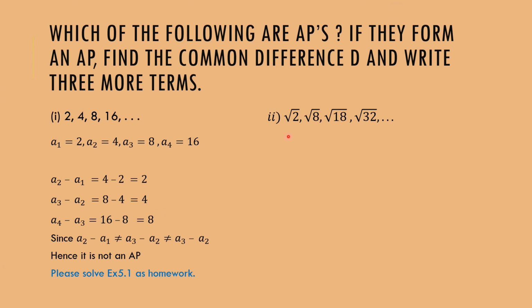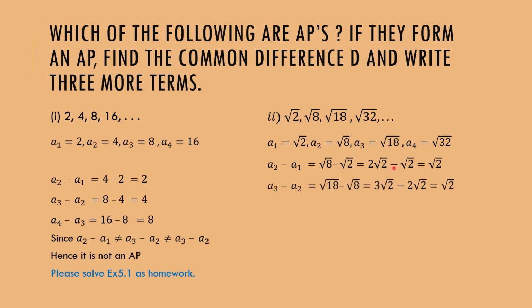Just one more example. It is root 2, root 8, root 18, root 32. So A1 is root 2, A2 is root 8, A3 is root 18, A4 is root 32. So it will be A2 minus A1, root 8 minus root 2. What is root 8? 2 root 2 minus root 2. I'll get answer as root 2. How root 8 becomes 2 root 2? Root 8 is nothing but 4 into 2. What is square root of 4? 2. So root 2 remains as it is.